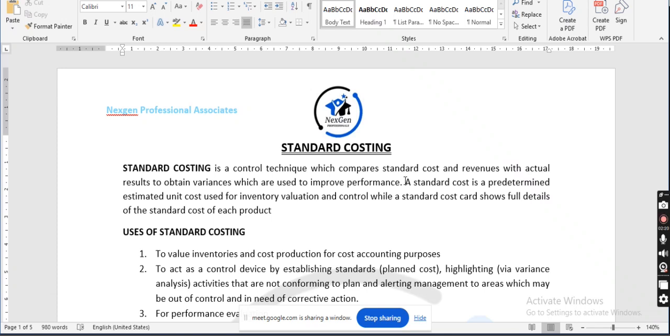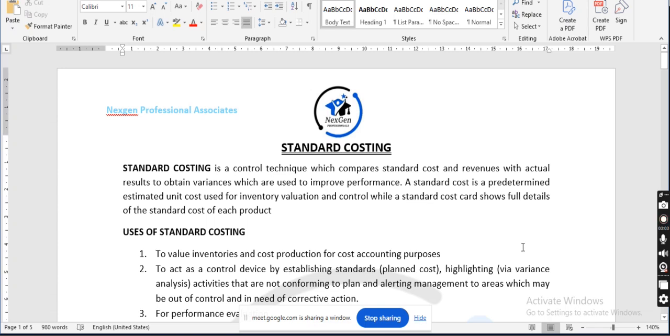Class, let me come again. Let's say for instance, in your standard card, you have 5 hours per unit, and the rate is 2 naira. When you multiply 2 naira times 5 hours per unit, that is 10 naira per unit. And that 10 naira per unit is what we call standard cost. That is the cost per unit used for inventory valuation and control.